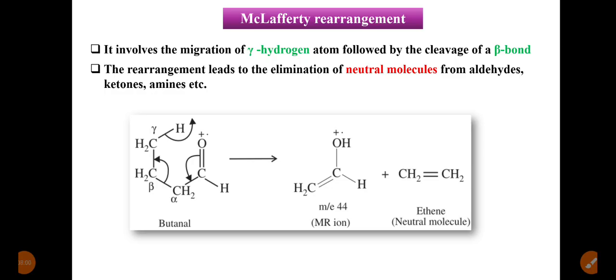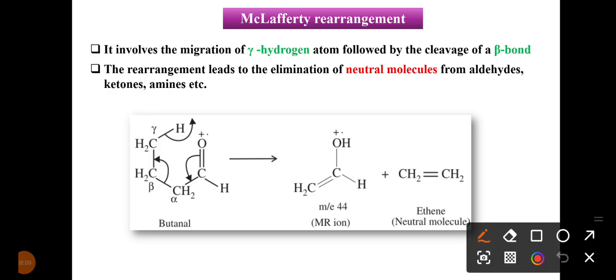So similarly in butanal, the example is butyraldehyde or butanol. In that one, this carbon is alpha, beta and gamma, right? Whatever hydrogen is present on the gamma carbon is transferred to the oxygen. Here you can see the molecular ion mass to charge ratio is 44, and here is the product, right? So the gamma hydrogen is transferred to the electron deficient atom, that is the oxygen over there. And again the cleavage is at the beta bond. This is the first bond and this is the second bond, so the beta bond will be cleaved here.